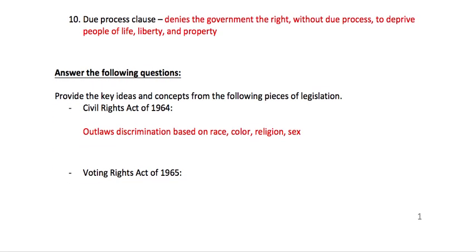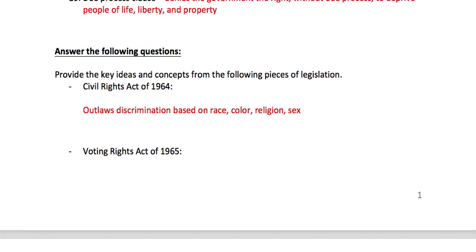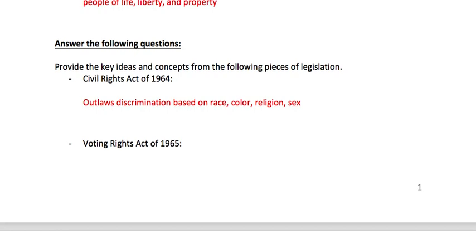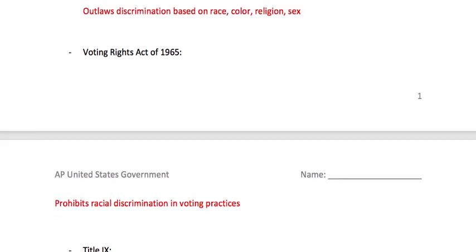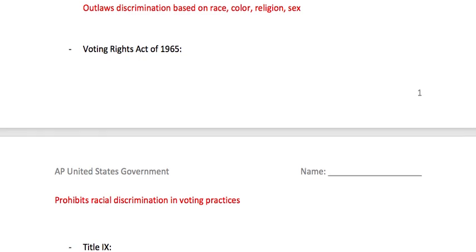A couple key questions, looking at some concepts here. Civil Rights Act of 1964: this outlawed discrimination based on race, color, religion, and sex. And then if you look at the Voting Rights Act, quickly just talking about voting practices, you cannot be denied based on race, so it prohibits that racial discrimination.